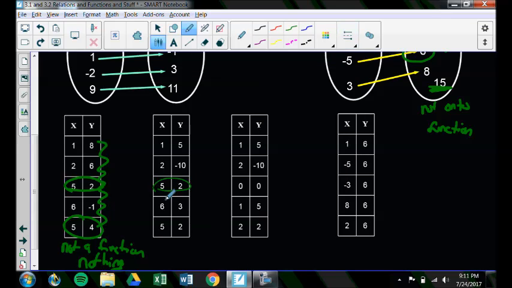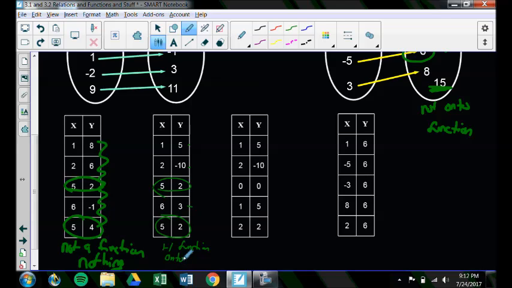Here, 5 goes to 2 twice. That's not a different number going to 2. It's just 5 going to 2 twice. Everything else is only used once. This is a 1-to-1 function. As far as we can tell, it's onto because every output is being used.